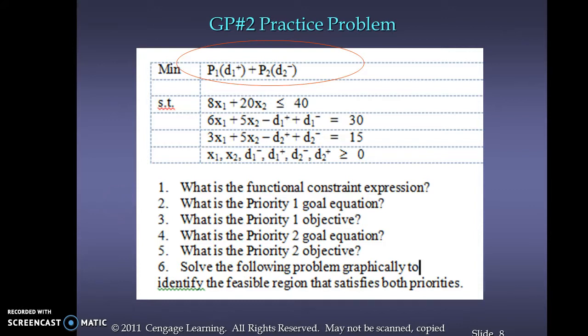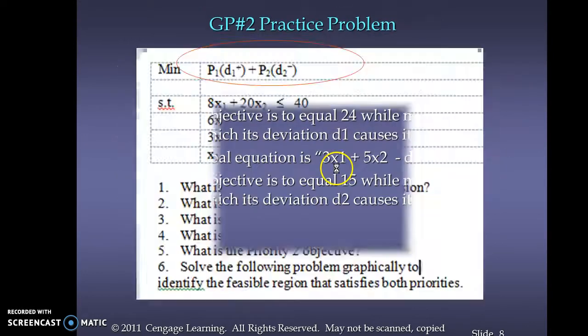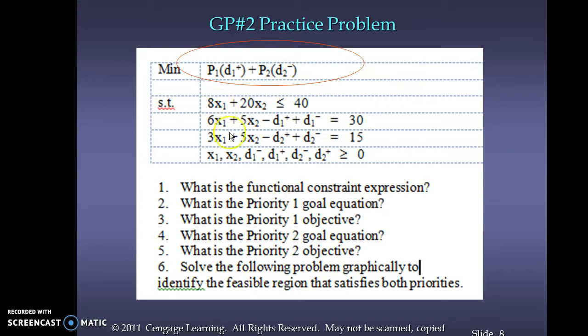So with regard to questions 3 and 5, which are the trickiest, recognizing that this is our P1 objective goal equation, and this is our P2 goal equation. Priority 1 objective: Priority 1 is seeking to equal 30 while minimizing the amount by which its deviation causes it to exceed 30. Now, if that said D1 minus, the proper answer would be to fall short. But it's a plus, so it's exceed.